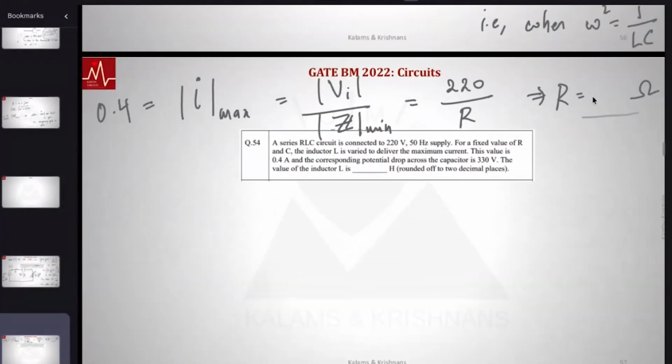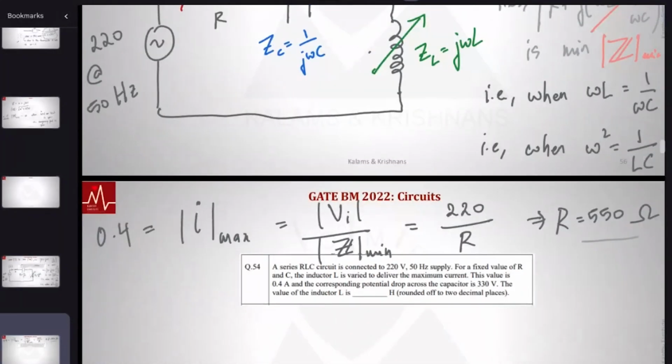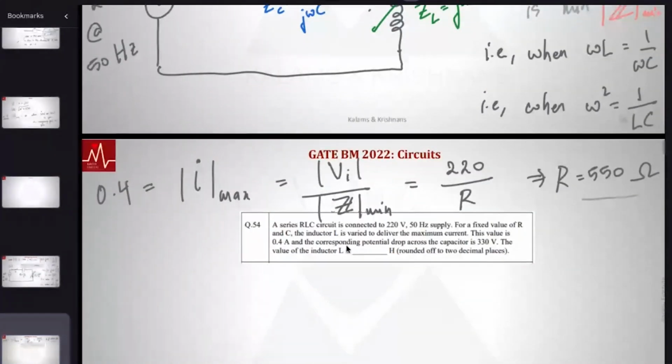Fair question. In fact, I am happy that some of you are stopping me and asking these questions, because it's better to clarify. At the end of the day, it's a simple question. Now we have to find the capacitance, and only then can we find the inductance, right? We also don't know the C. For that, one more piece of information is given: the potential drop across the capacitor is 330 volts.